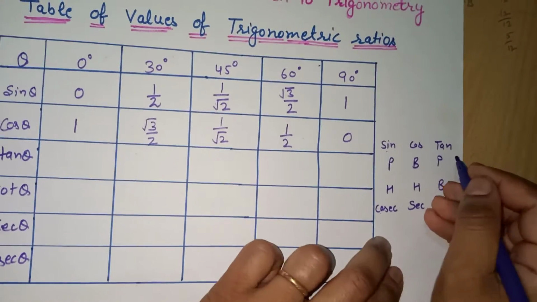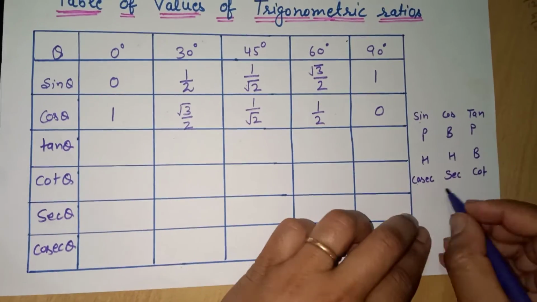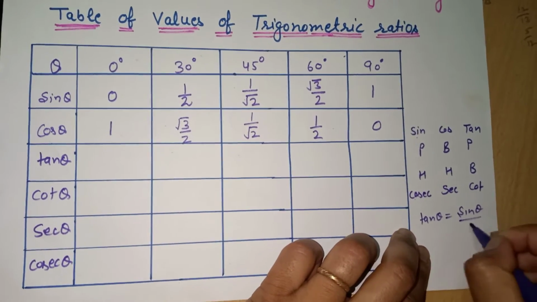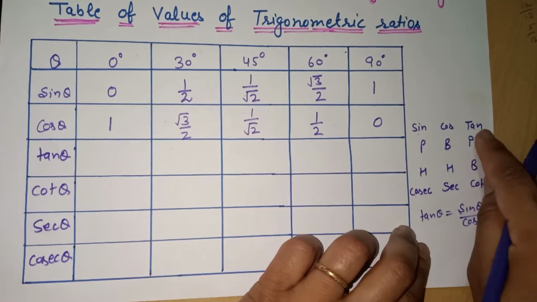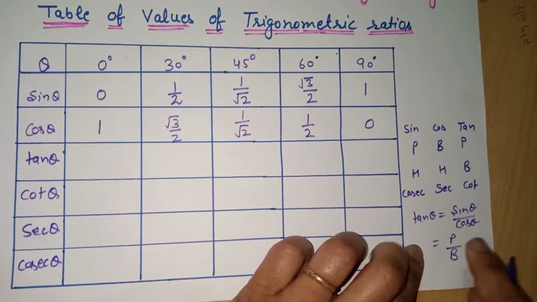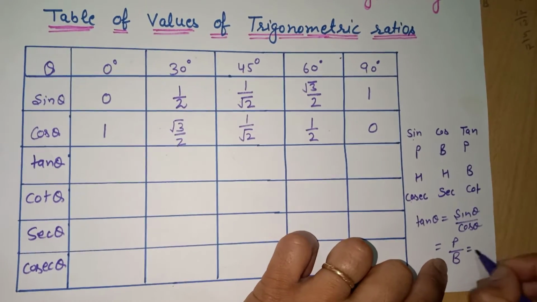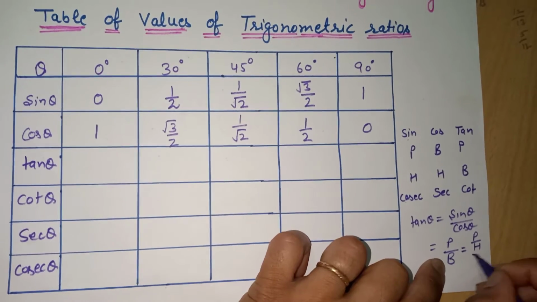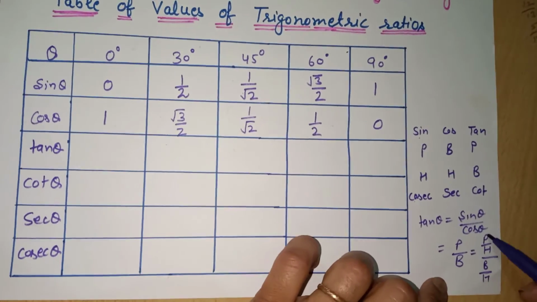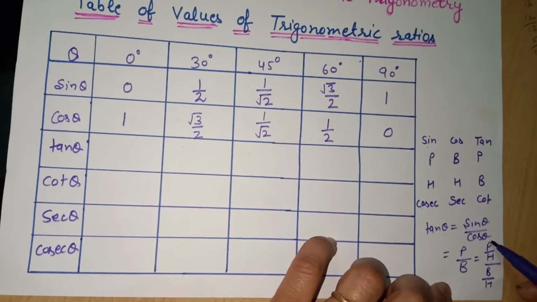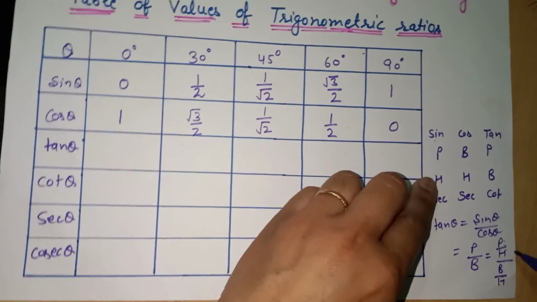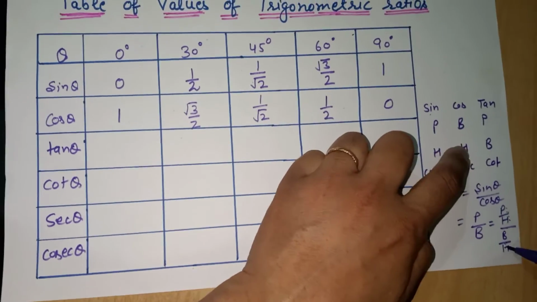You know, I told you in the previous video that tangent theta is equal to sine theta upon cos theta. How is this formed? Because tangent theta is equal to perpendicular upon base, and if I divide both the numerator and the denominator by the hypotenuse, then it will become like this. And these are the values of which two trigonometric ratios? These are the values of sine and cos: perpendicular upon hypotenuse, base upon hypotenuse.